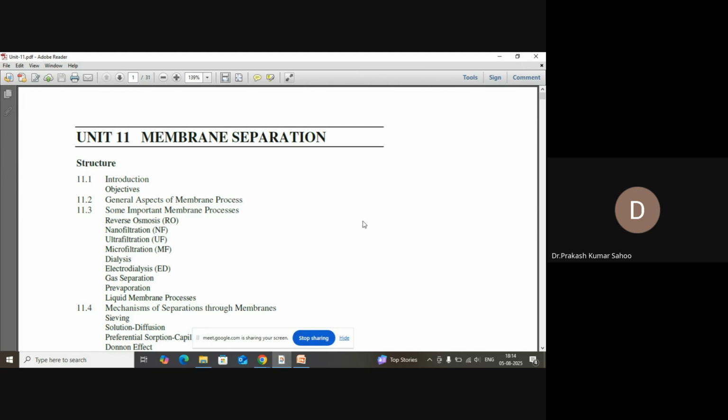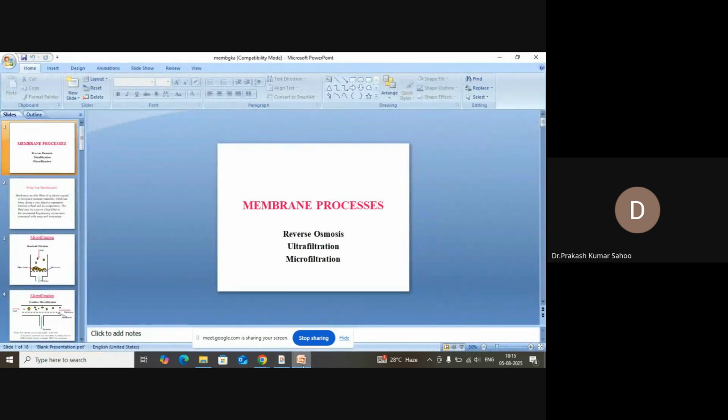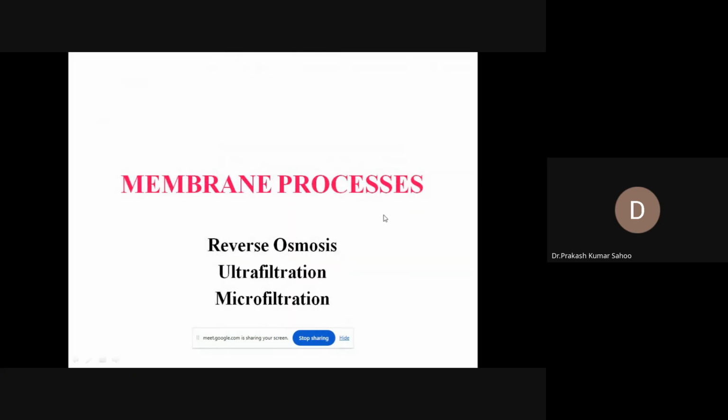So this is unit 11, which is membrane separation. In this part we have osmosis. The main aim of discussion will be osmosis. And to discuss this unit, I have a small presentation for you. There is a membrane process or membrane separation, in which we will discuss reverse osmosis, ultrafiltration, and microfiltration.